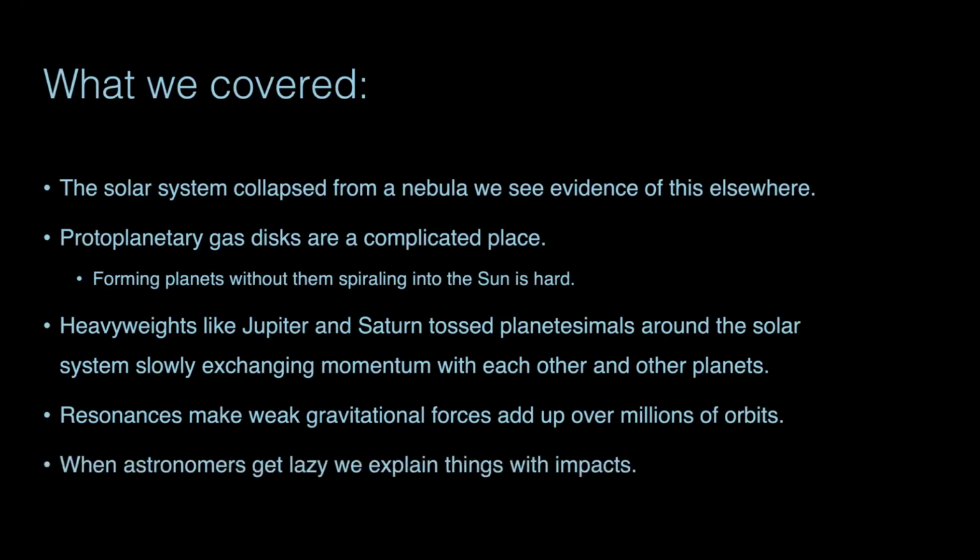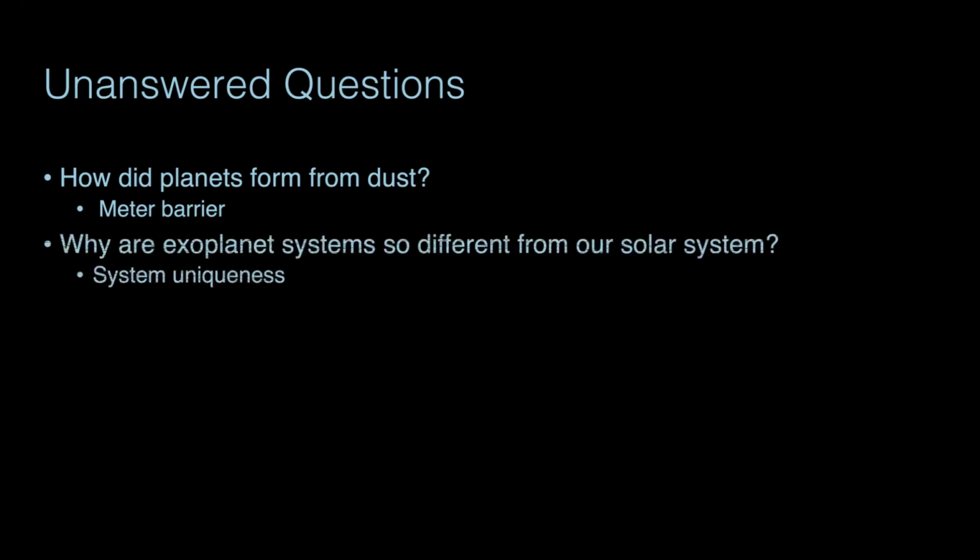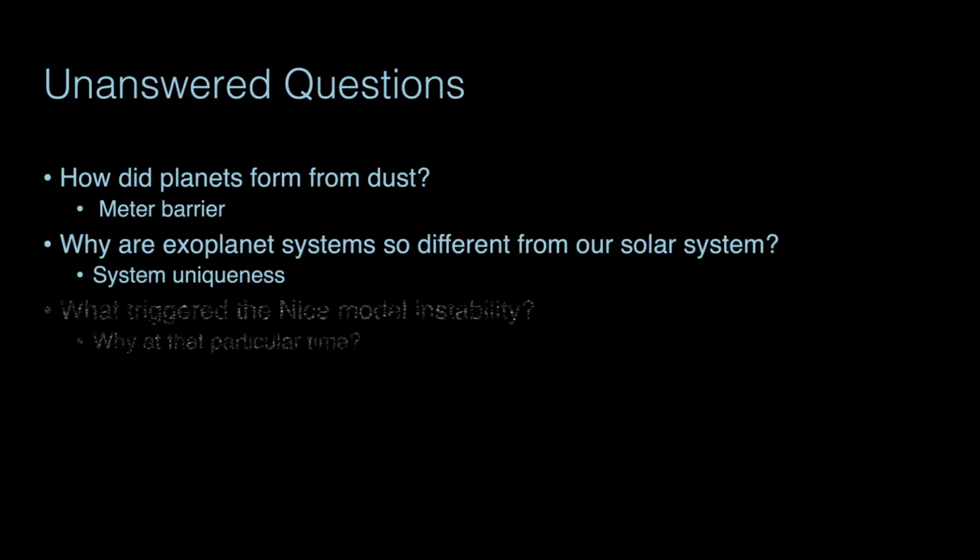When astronomers get lazy, we explain things with impacts. And so how about some unanswered questions? How did planets form from dust? We have the meteor barrier. Why is it that planets were able to form quickly enough to not migrate into the sun? Why are exoplanet systems so different from our solar system? Is our solar system unique?